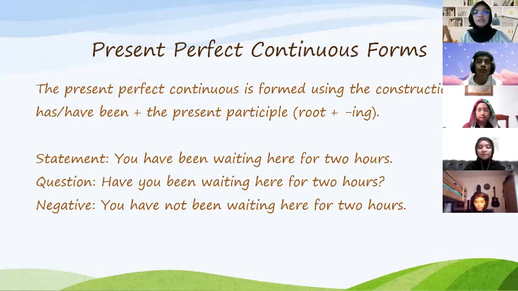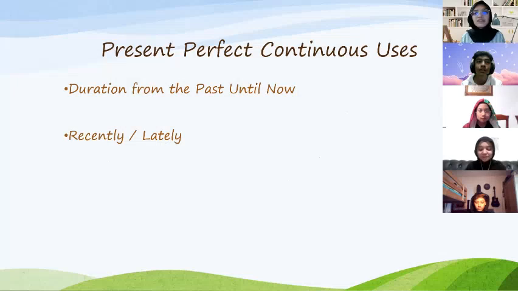So when it comes to a statement, it says, you have been waiting here for 2 hours. But when you change it into a question, it becomes, have you been waiting here for 2 hours? And the last but not least, when you make it into a negative form, you have not been waiting here for 2 hours. Right. So for present perfect continuous, you can use it, like I said before, for a duration from the past until now, or for something that has happened recently or lately.